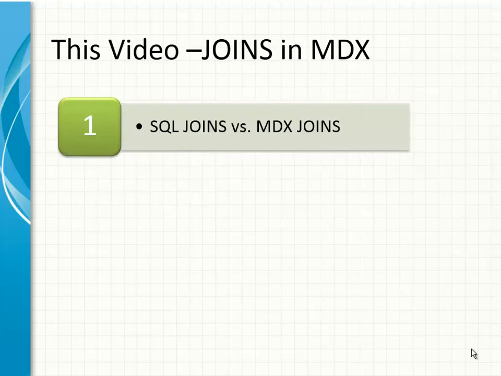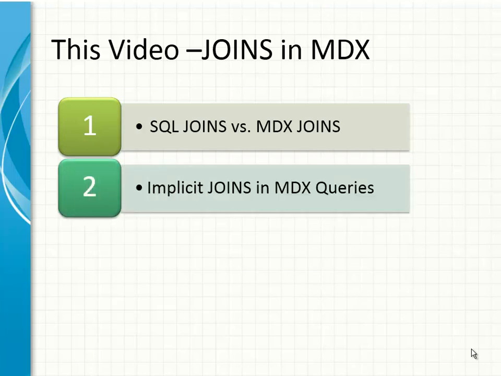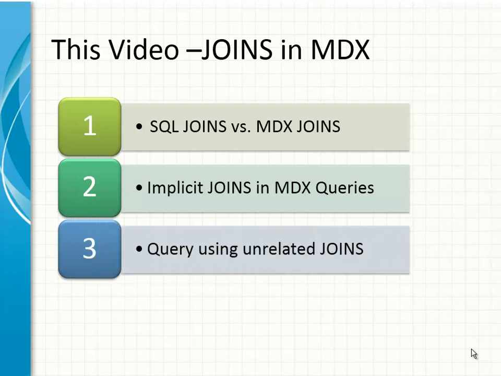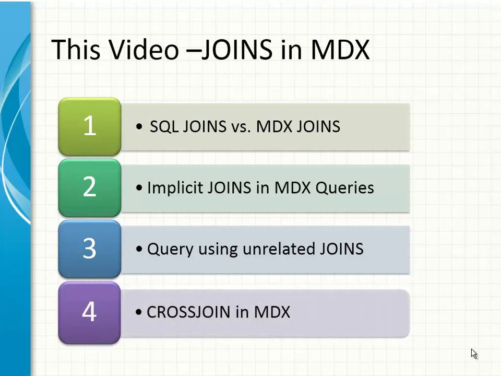This video is about joins in MDX. We will see how MDX joins are different from SQL joins. We'll see what we mean by implicit joins in MDX queries, and we'll see what happens when the query uses joins in unrelated objects. Lastly, we'll see the cross joins in MDX.